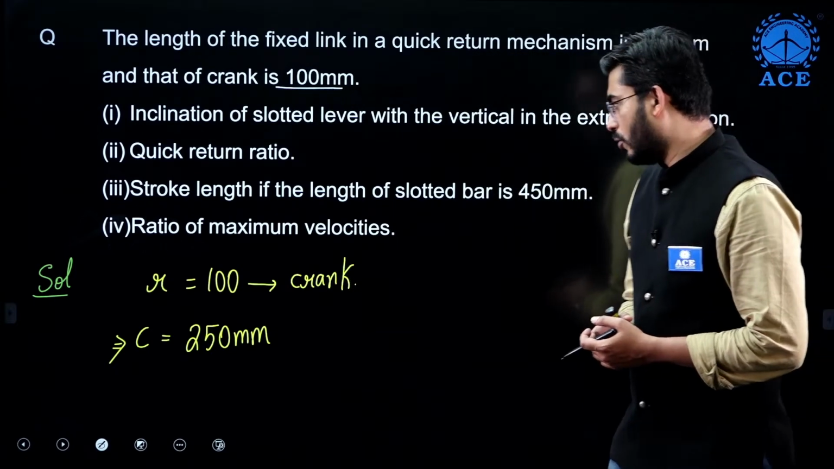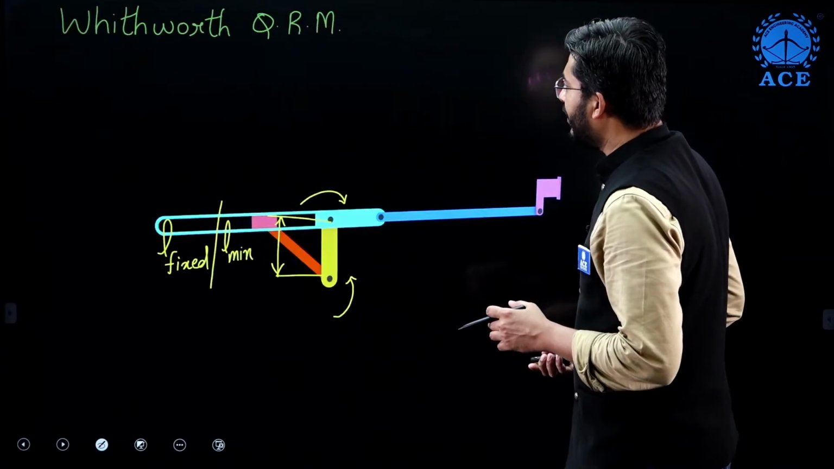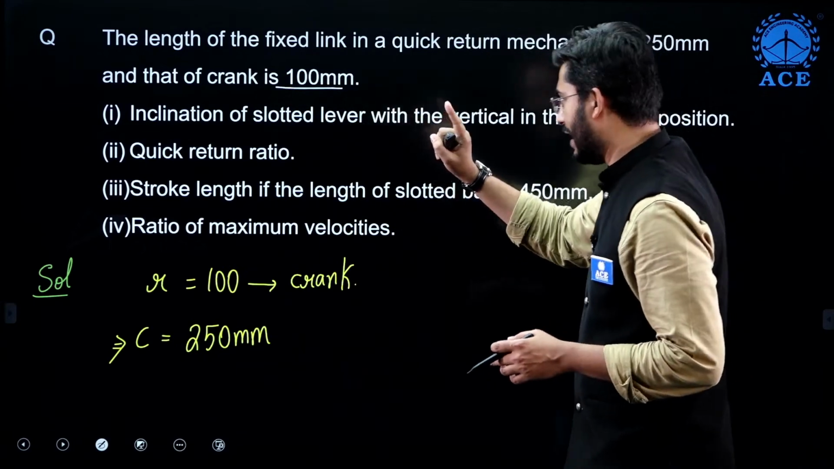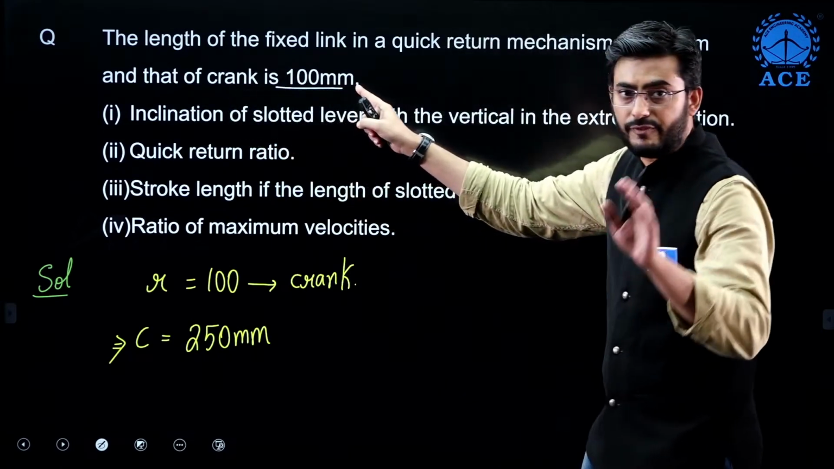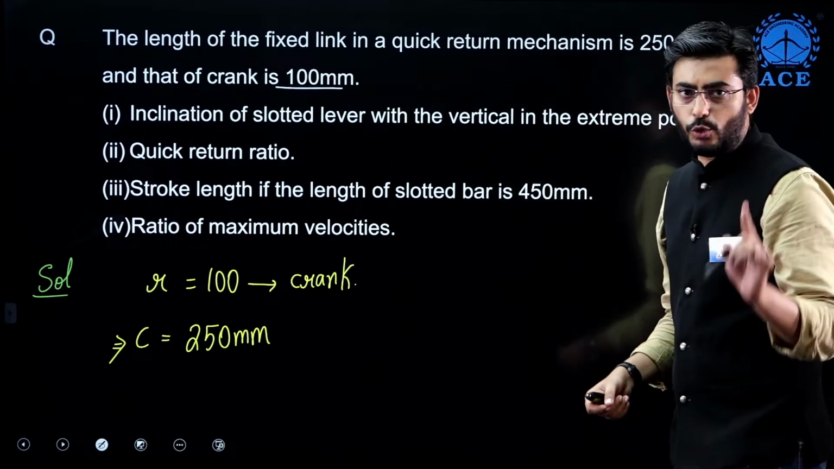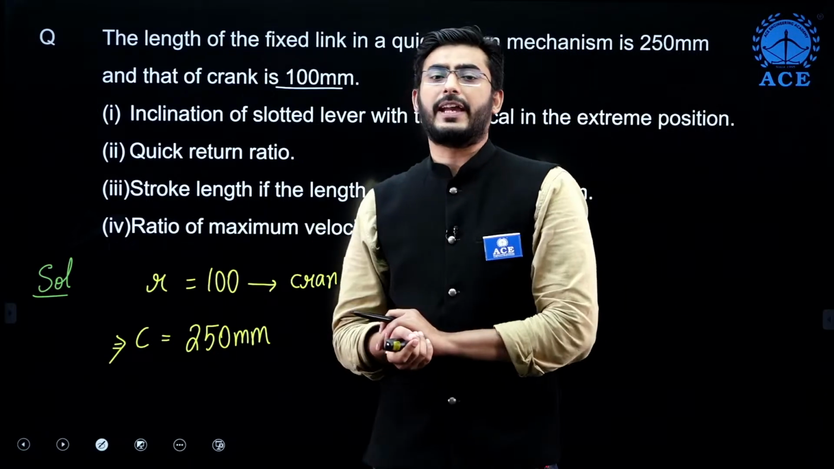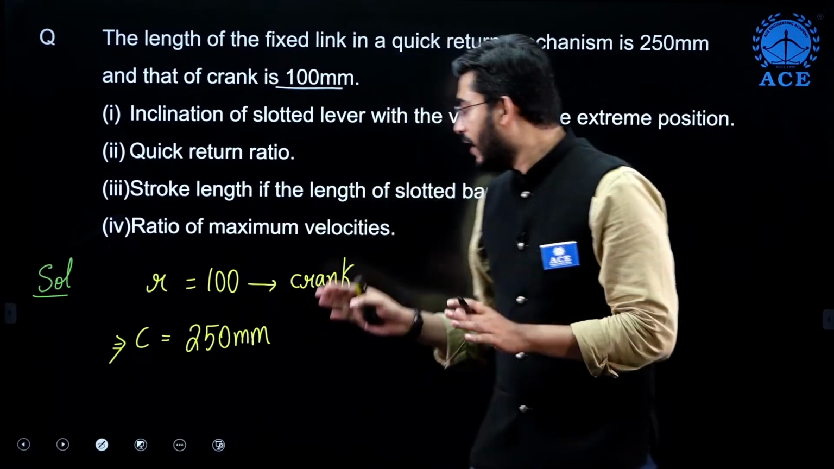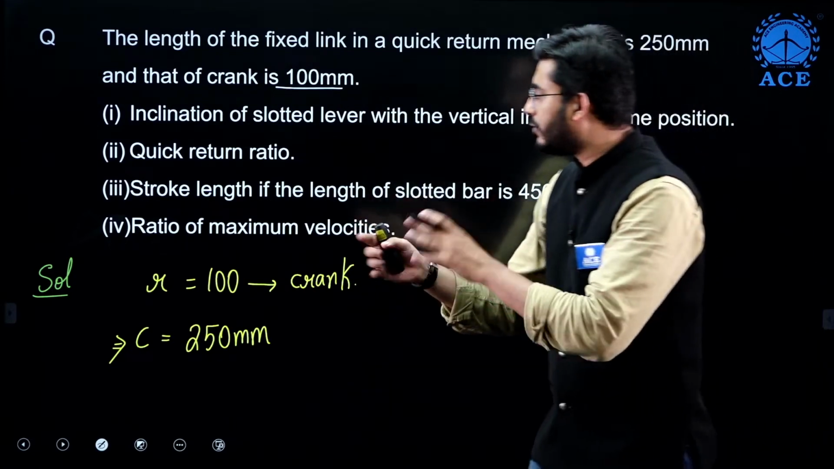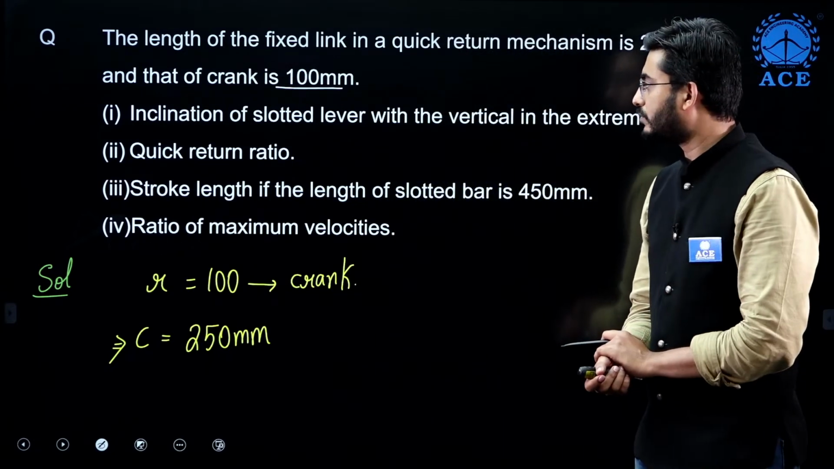All right. So next, this could have been a Whitworth mechanism if we are reversing the values. That is, if we are saying the length of the fixed link is 100 mm and the length of the crank is 250, then this mechanism becomes a Whitworth mechanism. I hope that the confusion between the crank slotted lever mechanism and the Whitworth mechanism is clarified to most of you.